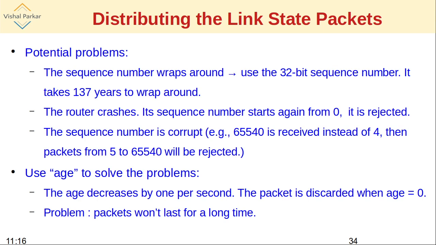But the problem with this approach is that the packet won't last for a long time. For example, if a packet is going through a line and that line is corrupt, that packet is always discarded through that line, or that packet goes corrupt, it may not be possible for that packet to reach the destination, because one line is there which is deleting or discarding that packet or changing that packet, making it corrupt over a short distance.